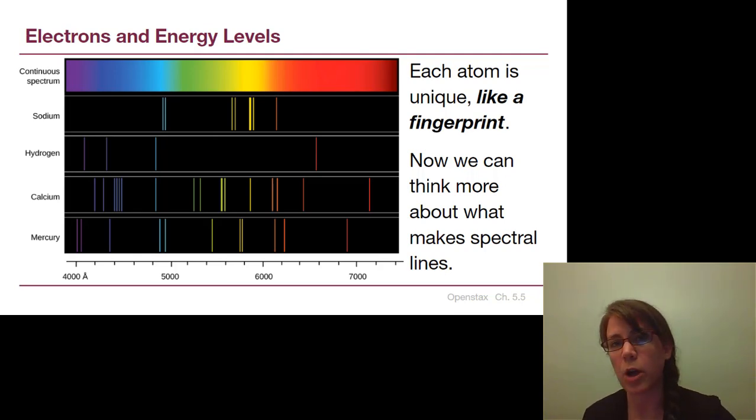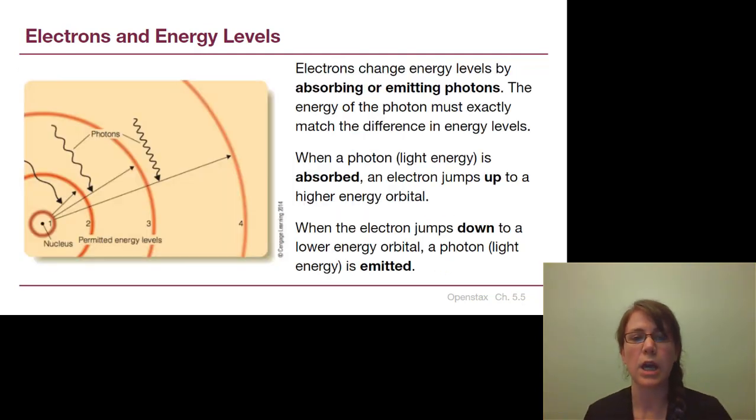Okay, so let's think a little bit harder about what's making those spectral lines. This slide has a lot of information, but we'll go through it slowly, and it's worth writing out this information as we cover it. Electrons are able to change energy levels. In order to do that, though, they have to interact with photons.